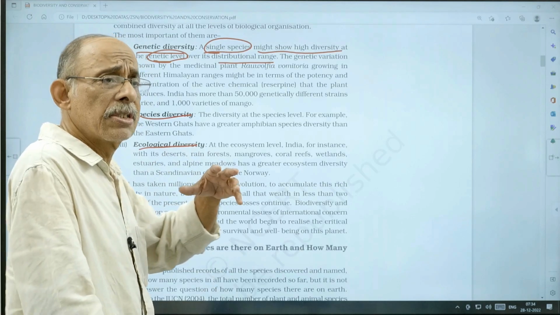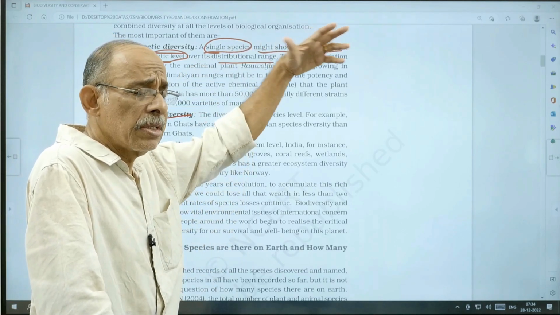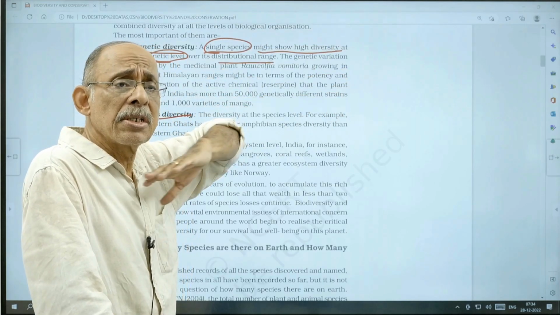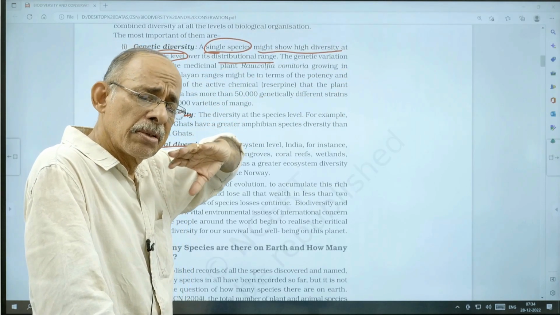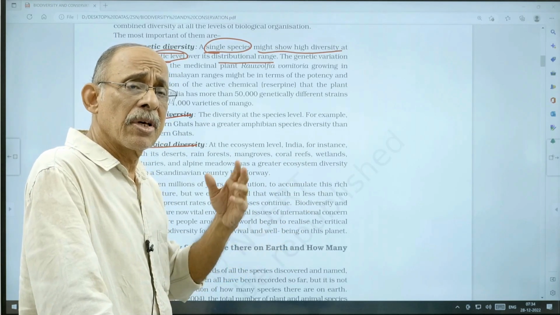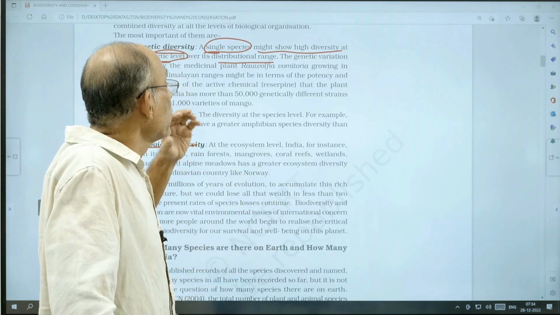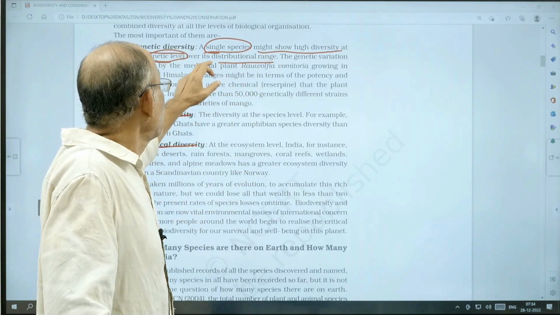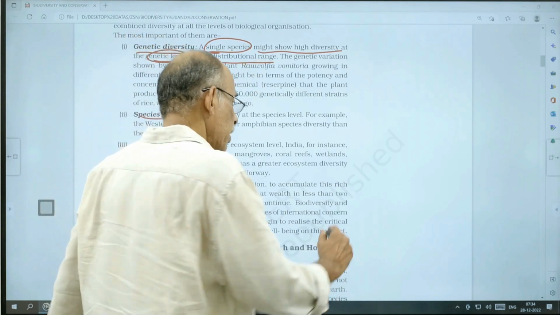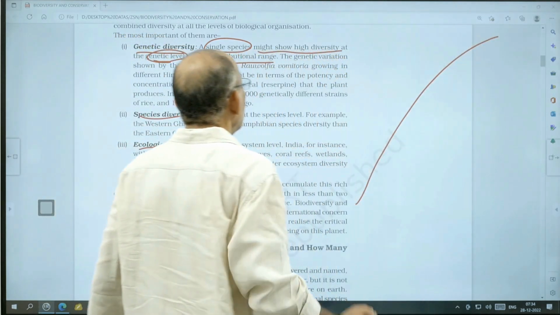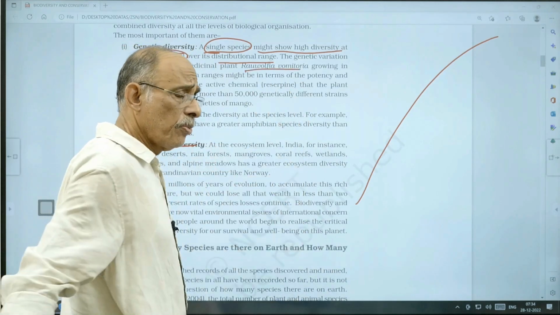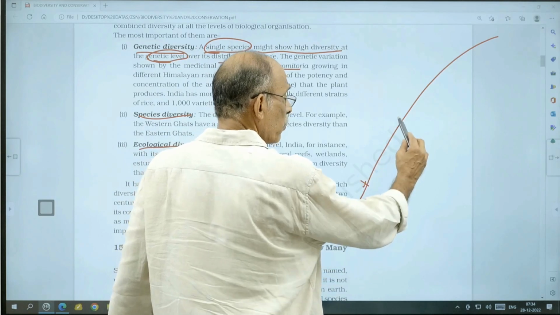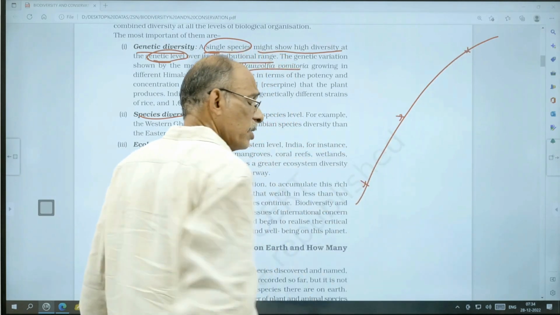The single species may be present here, it may be present in Tamil Nadu, it may be present in Rajasthan. So the same species will show different flowering color, and different flowering timing, like that. So the single species shows high diversity at the genetic level over its distributional range. For example, Rauvolfia vomitoria is growing in the foothills of the Himalaya and at different elevations of the Himalaya.